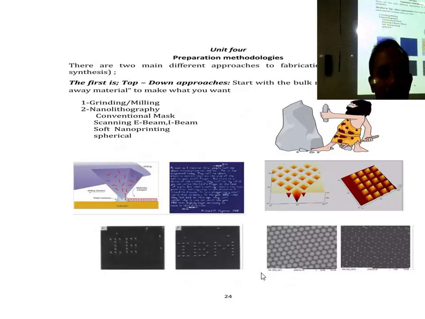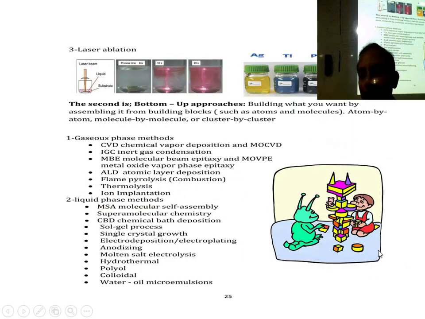Now coming to the preparation. How do you prepare? Breaking into small pieces, fragmenting into smaller pieces. This is the way we are hammering, breaking. This person is breaking the stone. So hammering and breaking, and finally going to nano size.